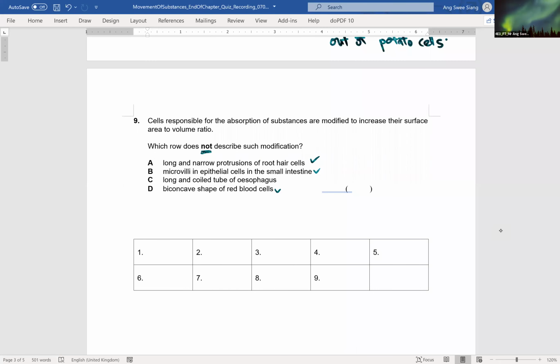The long and coiled tube does not increase the surface area to volume ratio. This one actually is to increase the duration of food in the tube, in the esophagus. Okay, so with that, I think I can end this recording.